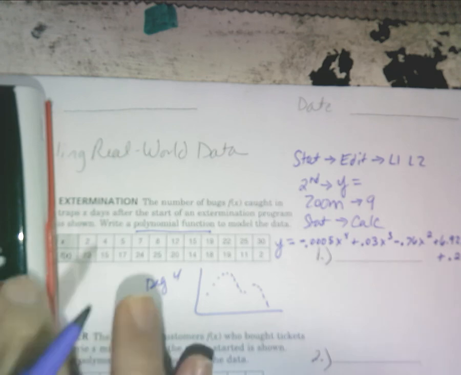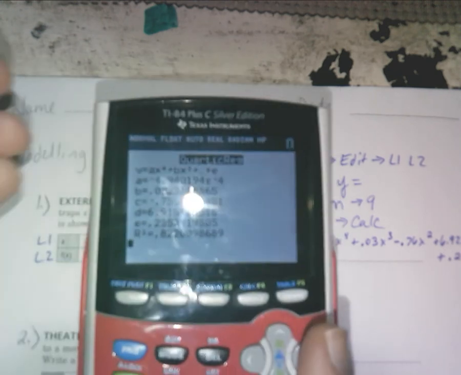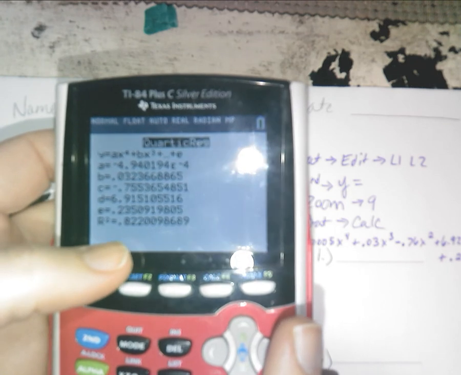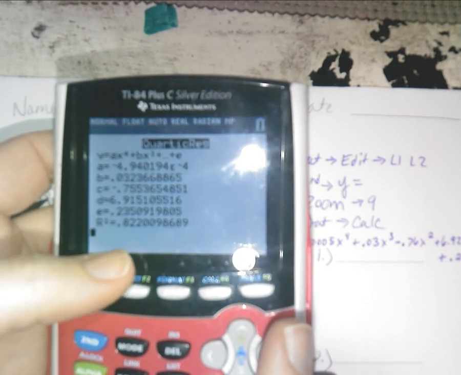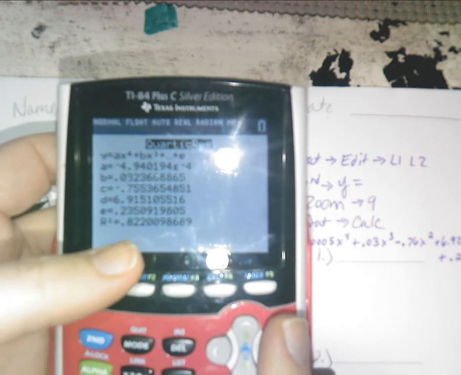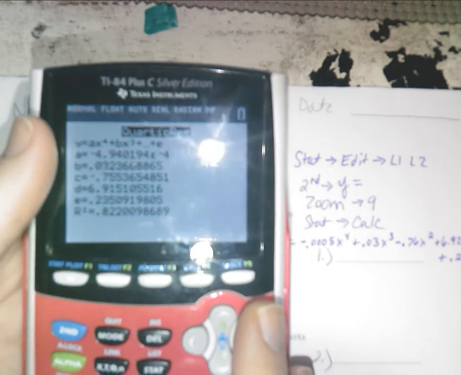Quick question though, do you get out an R value like I do? Do you have an R squared? It says R squared, not R, but R squared. Okay, if you don't, I have to show you how to turn that on because you're going to need that for your homework.